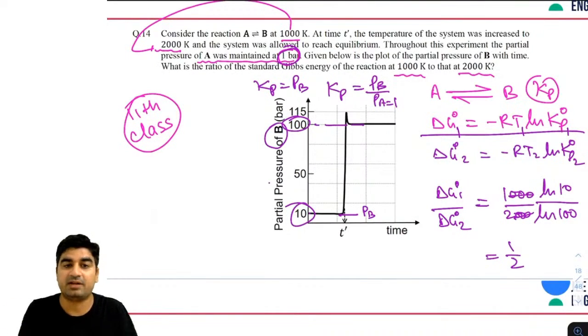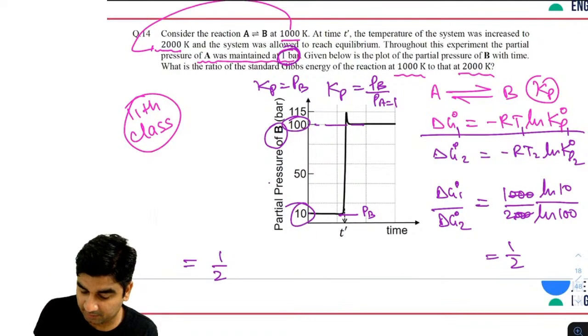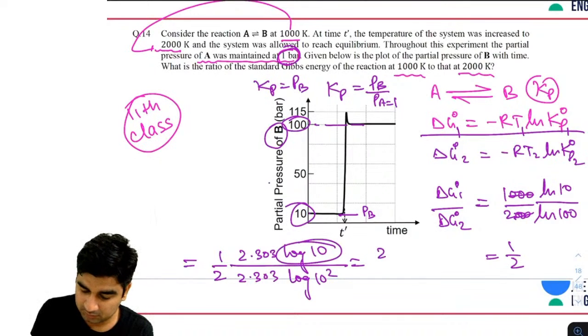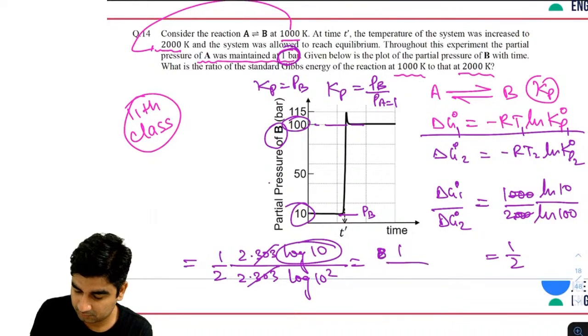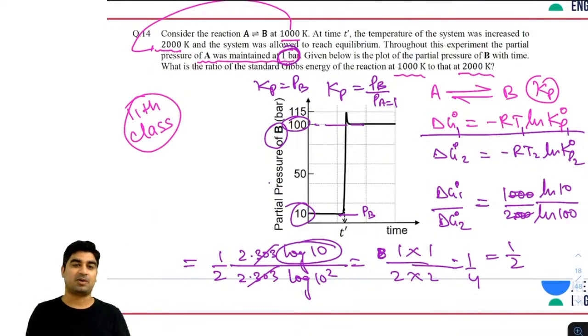Now, what is ln 10 and ln 100? So guys, you just have to apply some mathematics. Log 10, and 100 is 10 raised to the power 2. So it is 1, and it is 2. It will be 1 by 4, guys. I hope now you got it. Again, it was a simple problem. You could have easily done it.